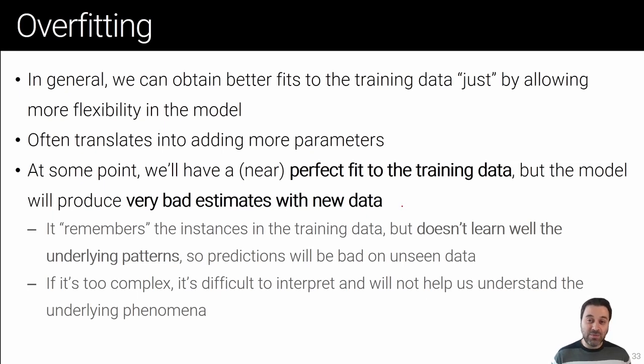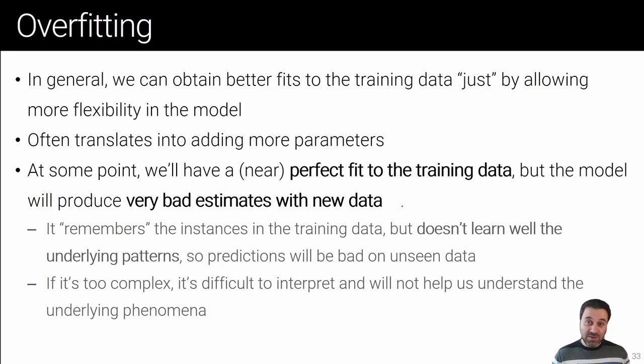And so it kind of remembers the instances in the training set when we want to make predictions, for example. It doesn't learn well the underlying patterns in the data, the underlying reality. It just kind of learns where the observations are, and that's it. Predictions on new unseen data are going to be very poor. If the model is too complex, then it's going to be too difficult to interpret, and it's not going to help us understand the underlying reality, which again in our course is what we are after.